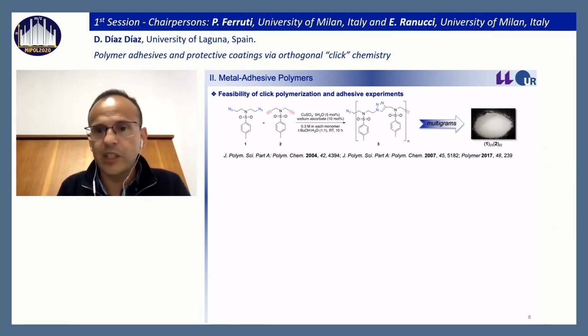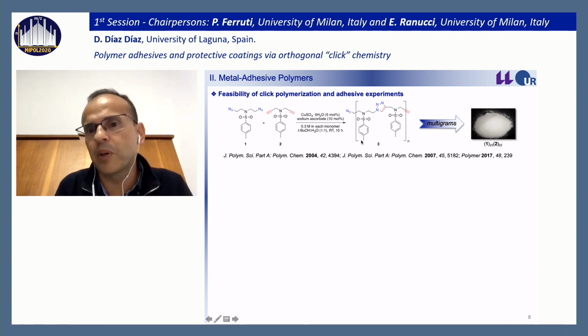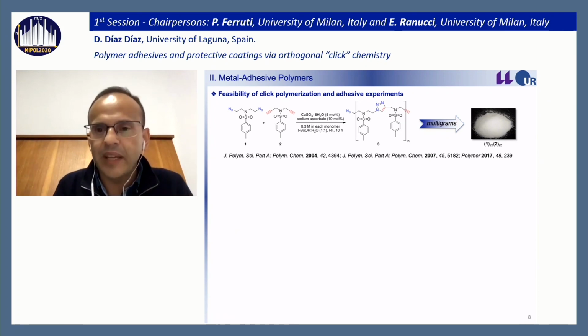But the first thing we have to demonstrate is that we can indeed make a polymer, and this is one of the first polymers we made, and indeed is one, if not the first polymer, made with click polymerization. These are very simple monomers, divalent azide and divalent alkyne. And then you can see you can really easily fabricate a large polymer in solution, right? But now, how do we make it adhesive?